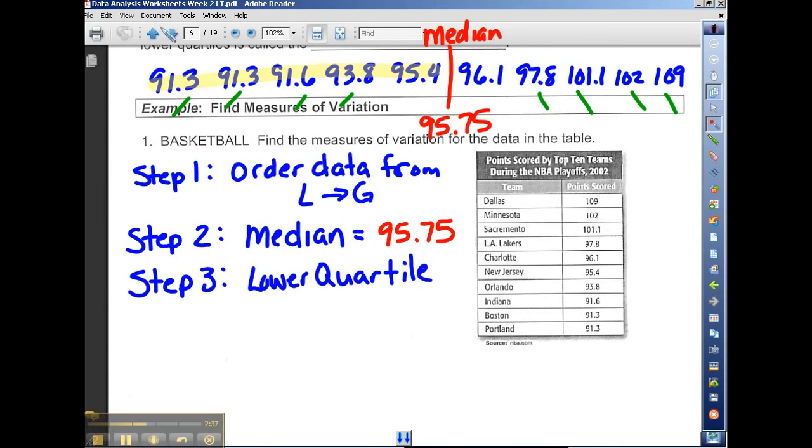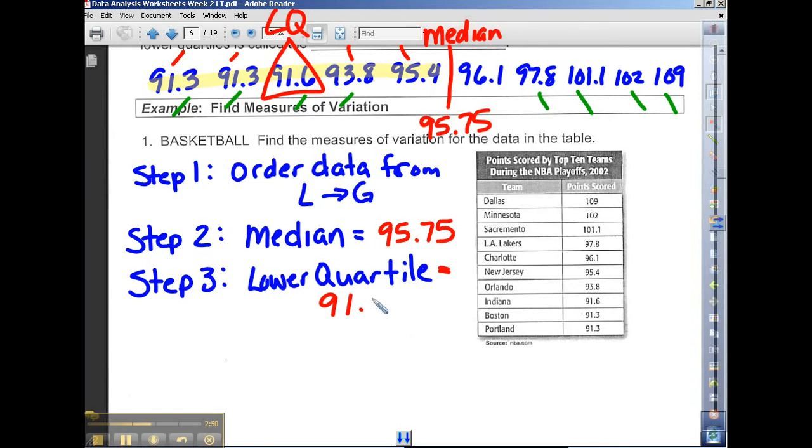So let's do that. Let's cross off the 2 lows. Let's cross off the 2 highs. The number right here in the middle, that's our lower quartile. LQ, lower quartile. So our lower quartile is 91.6.